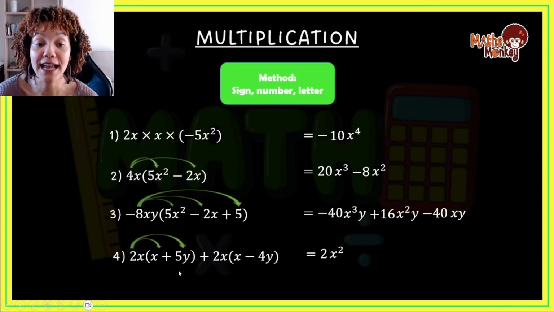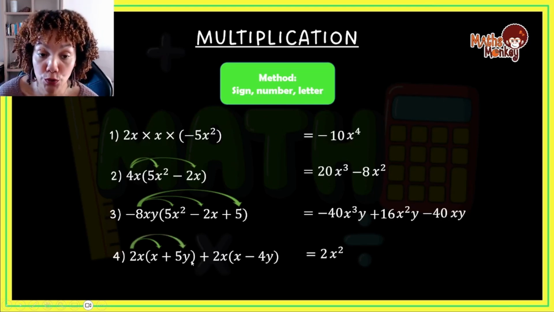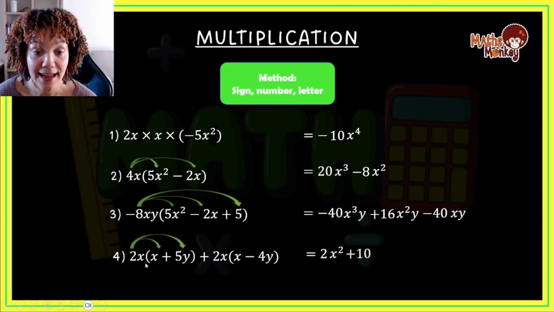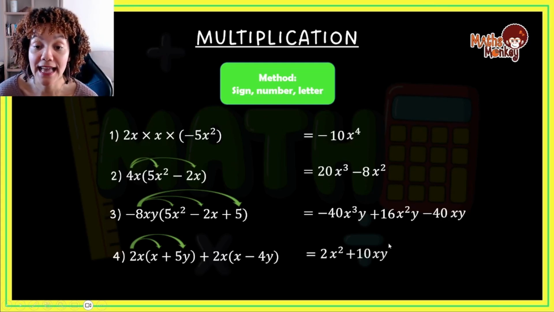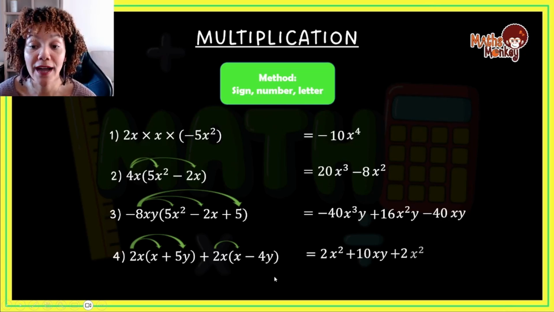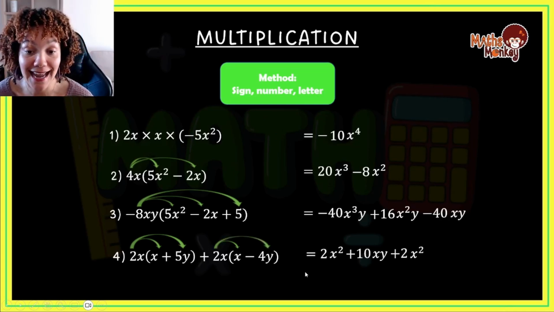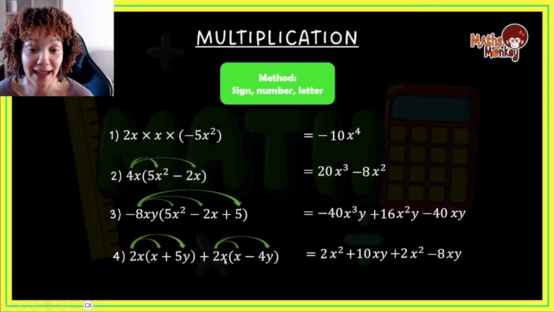Then I move to the next arrow. I've got 2 times 5, which is 10. And then I've got an x and a y. So this is now the answer to the first term. Now I move to the second term. I've again got 2x times x, which will give me 2x squared. And then positive times negative is negative, and that will give me negative 8, and then xy.